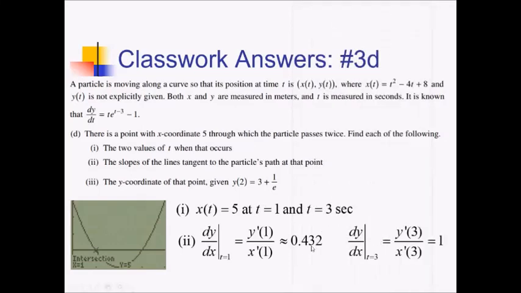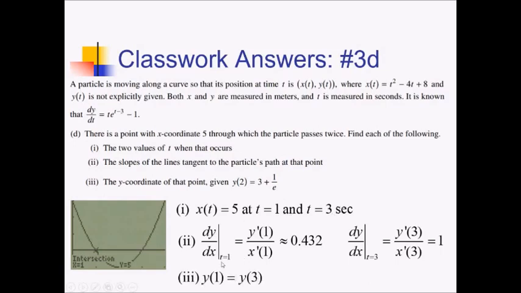Nice. Okay, so the last part here is the y-coordinate of that point, given that y of 2 equals 3 plus 1 over e. So there's some good news on this part of the problem, because you could potentially be having to find y values at 2 different places. The good news is that they said there's a point where the particle passes twice. So the y value that we get through at time 1 should be the same as the y value at time 3 if we've done all of this correctly.